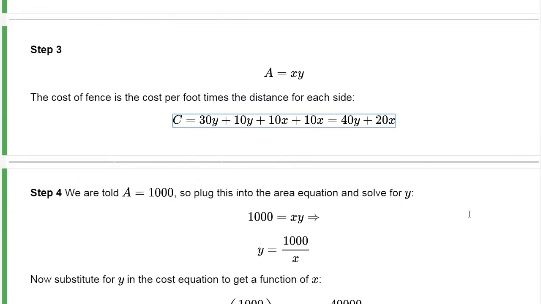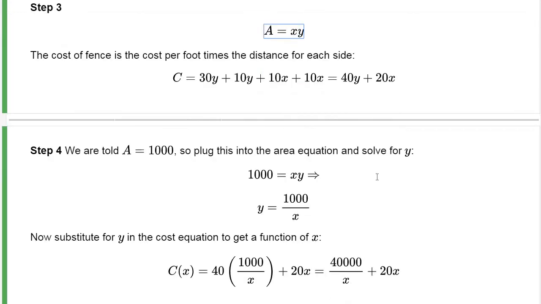Those are our equations. I want to minimize the cost, so I want to rewrite this cost formula using only a single variable. To do that, I will use the area equation. I was told that the area is 1,000. Plug that into the area equation and solve that for one of the variables. I'm going to solve for y.